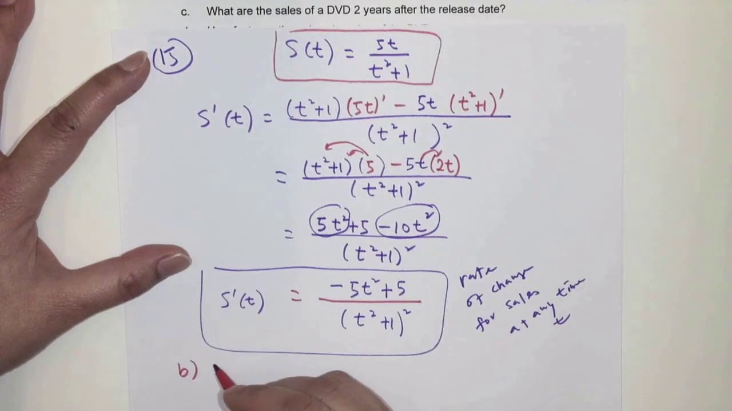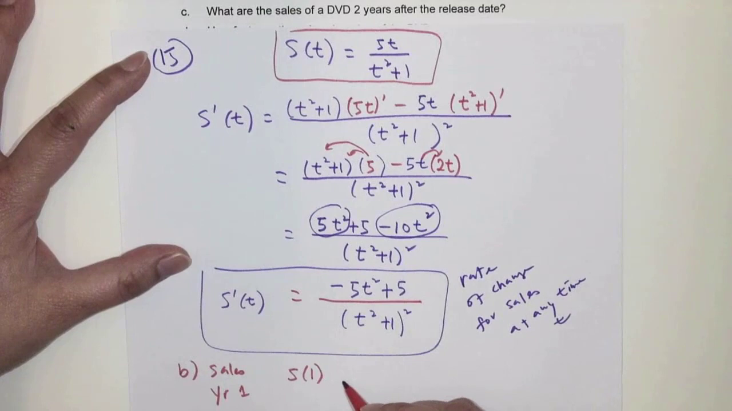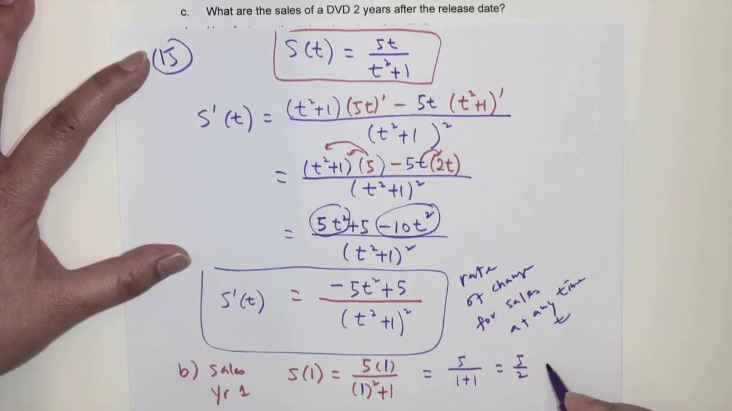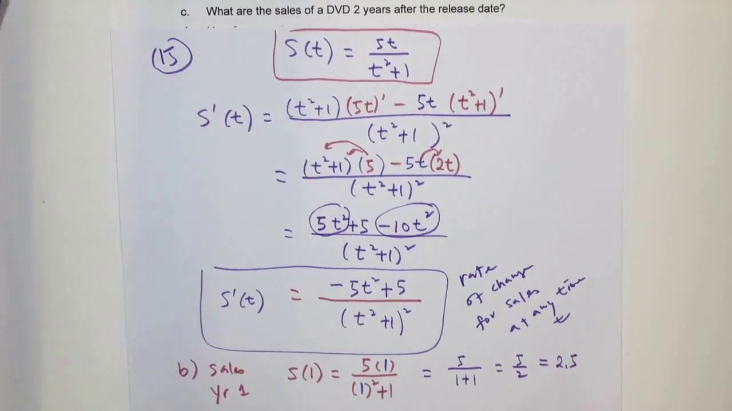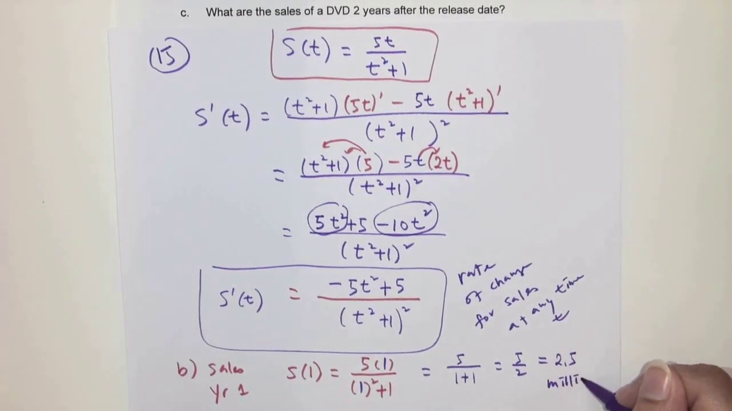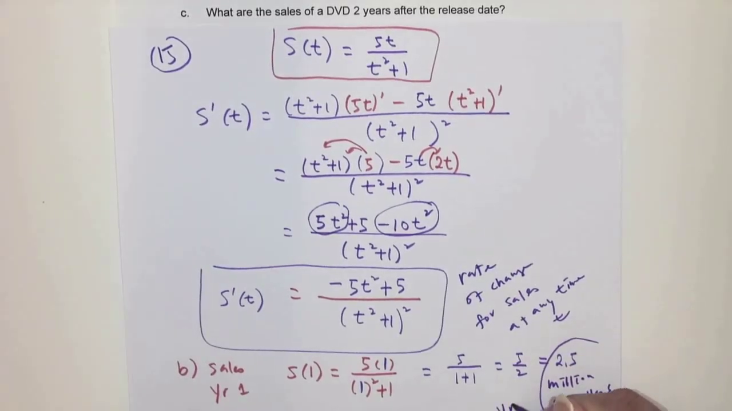So for the B part, sales in year 1. So it's going to be S, plug in 1. You have 5 times 1 over 1 squared plus 1, right? So year 1, we're going to have 5 over 1 plus 1, so 5 divided by 2 is 2.5. This is 2.5, but it's in millions of dollars, so it's going to be 2.5 million dollars for sales. That's for year 1 sales.